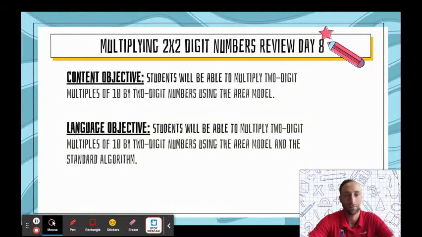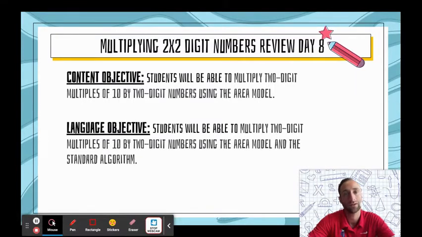All right, guys, welcome back here. Let's continue what we built on yesterday, which was reviewing multiplication, right? 2 by 1, 3 by 1, and 4 by 1 digit multiplication problems using the area model and standard algorithm. Today, we're going to be focusing on multiplying 2 by 2 digit numbers.